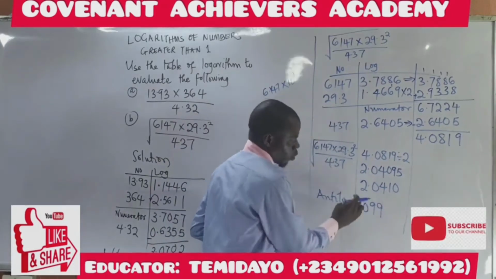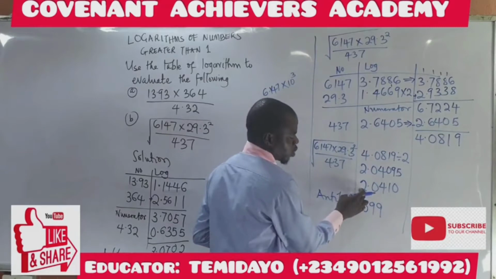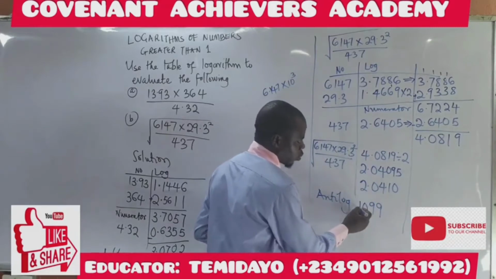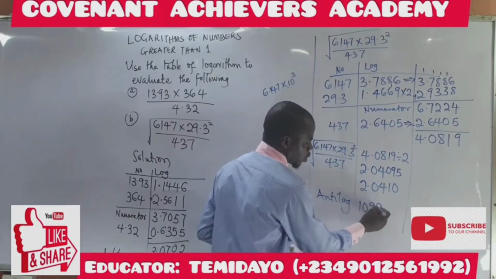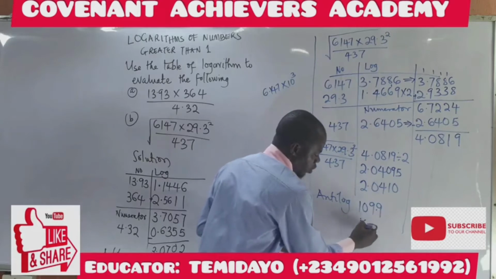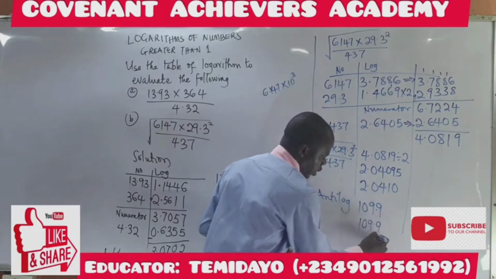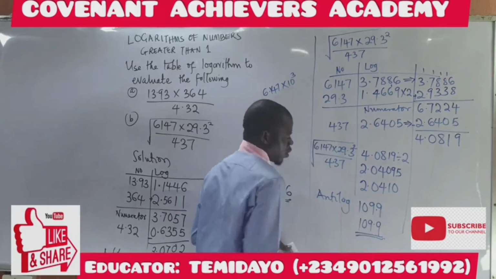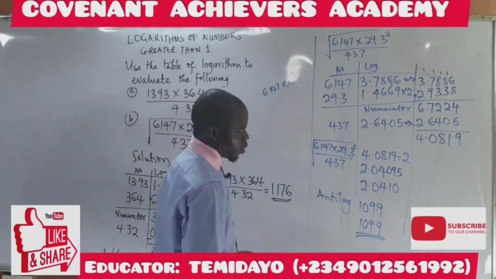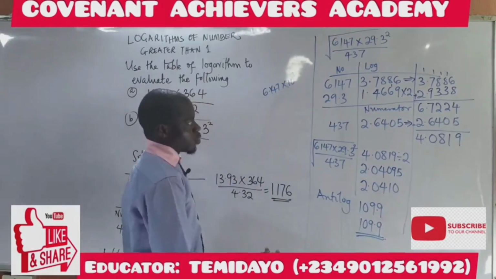1099. But remember, you're having 2 here. Add 1 to these 2 to make it 3. So you are going to move your decimal point 1, 2, 3. So the answer becomes 109.9. And that gives us the final answer to that question.